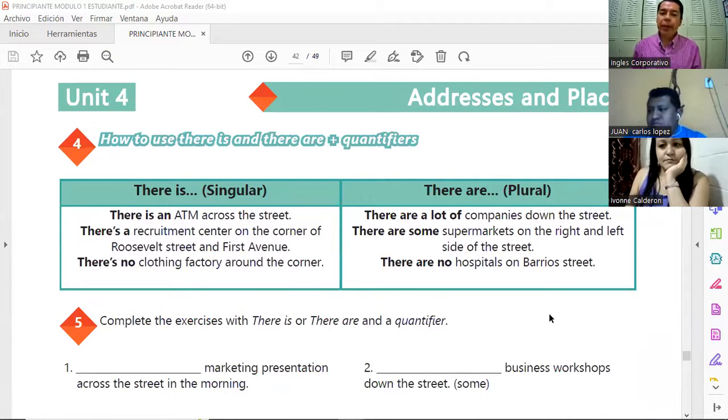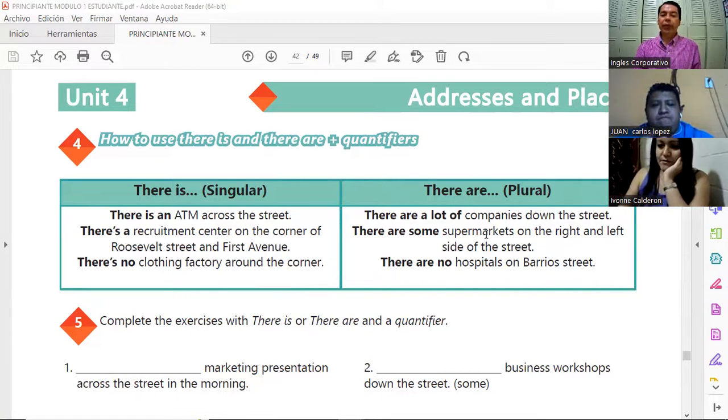Okay, if you remember last class we were learning about there is, there are, right? There is for singular, there are is for plural, right? There is an ATM across the street, you know? Automatic teller machine, cajero automático. There is, or contraction, there's a recruitment center on the corner of Roosevelt Street and First Avenue. In negative, we have, there is no clothing factory around the corner. Or you can say, there isn't a clothing factory around the corner, right?